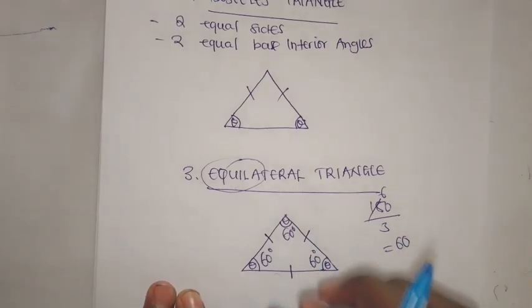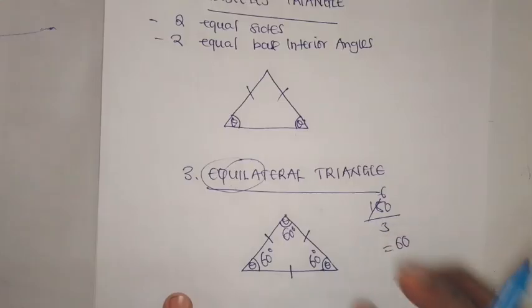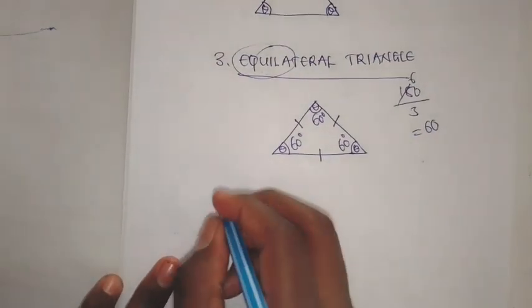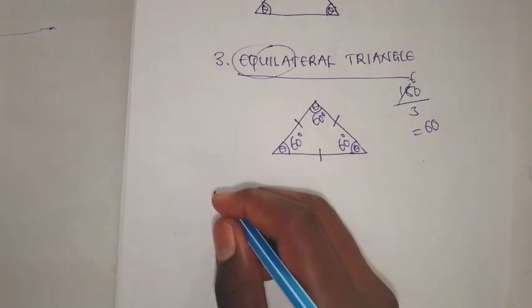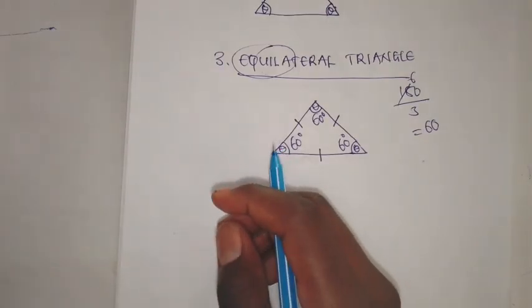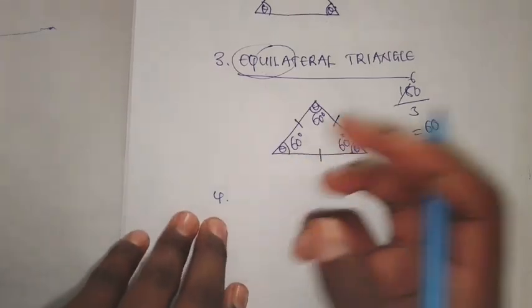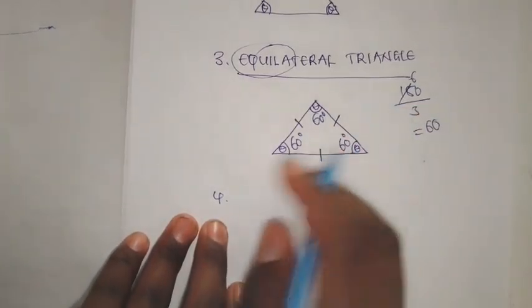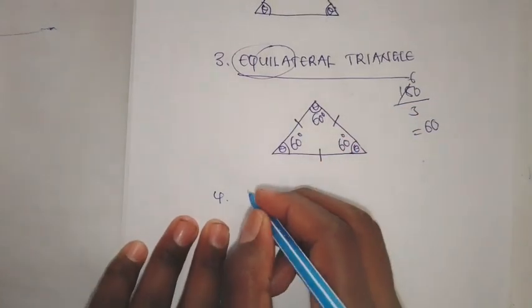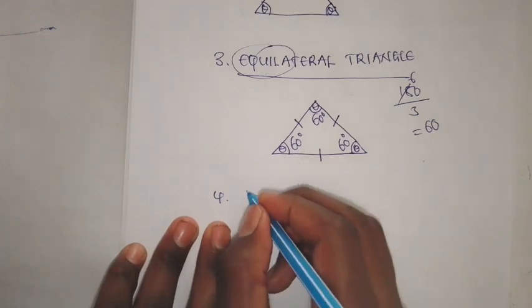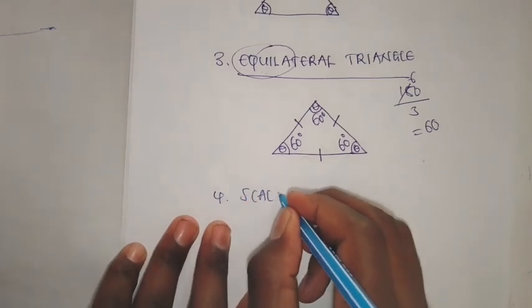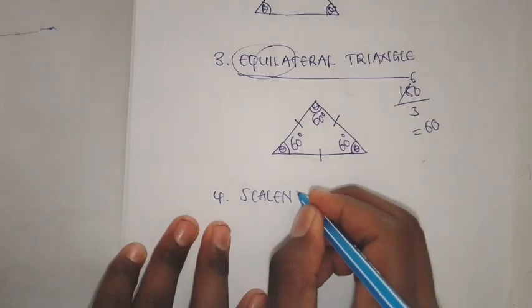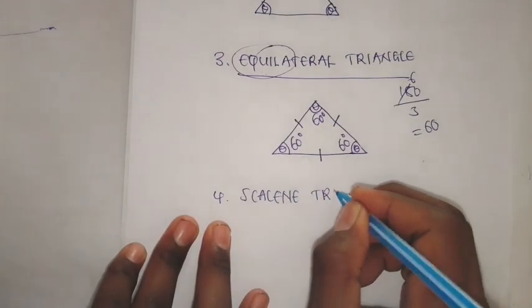So now, what's the next triangle? The last one is what we call the Scalene triangle. Don't know if that's how you pronounce it, but yeah. So that's what we call the Scalene triangle.